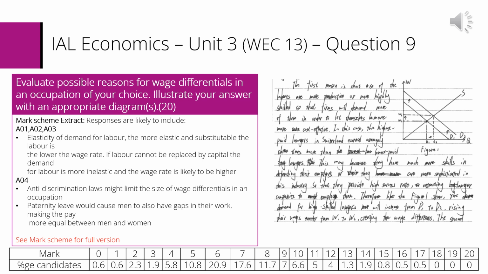For evaluation, students needed to give reasons why these differentials may not exist, and some were able to explore the significance of the reasons they had provided. However, the evaluation for many responses was very limited on this question, and very few candidates were able to reach level 2 or above. Most candidates simply listed reasons without development, and very few candidates provided any context. That's any particular examples.